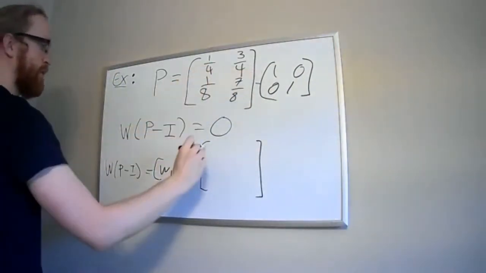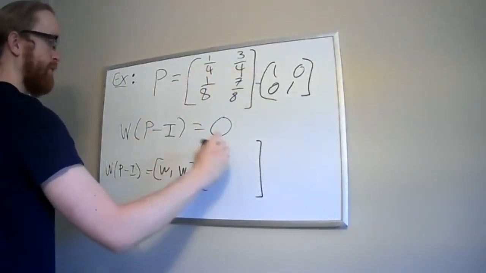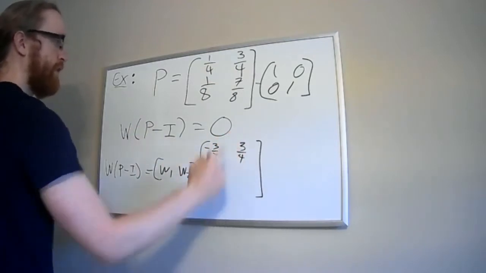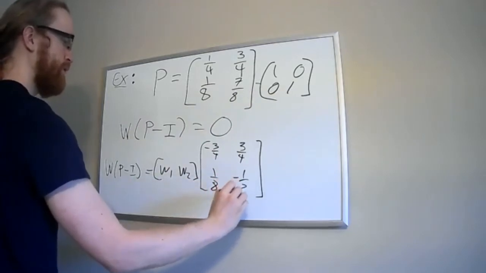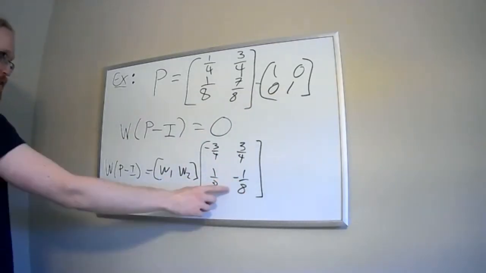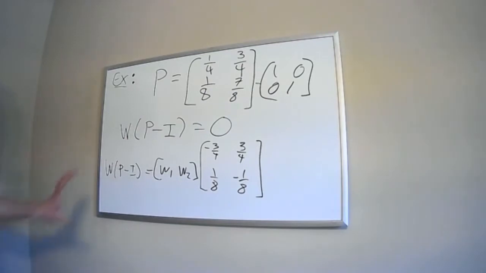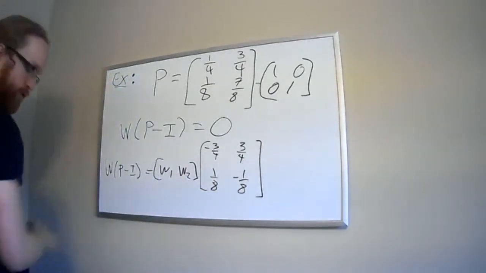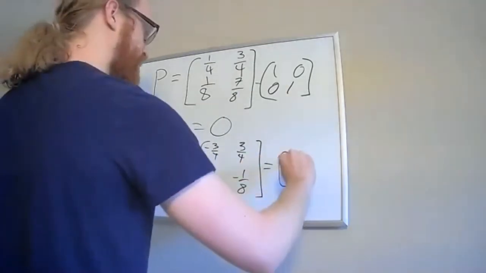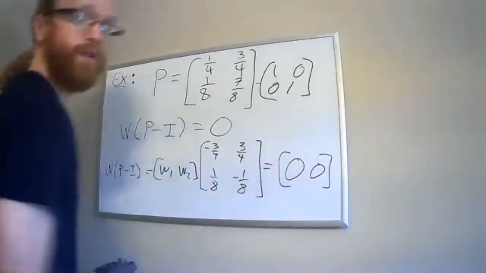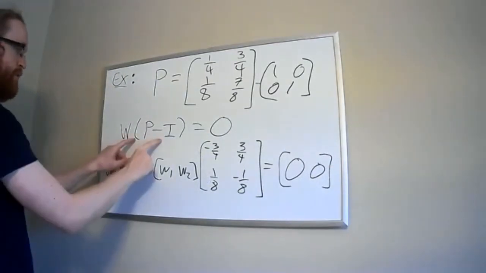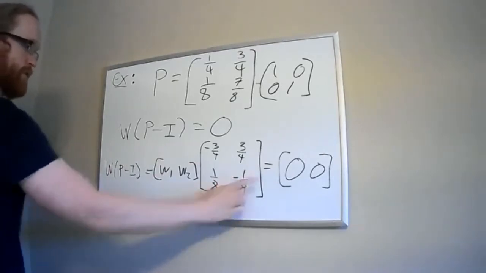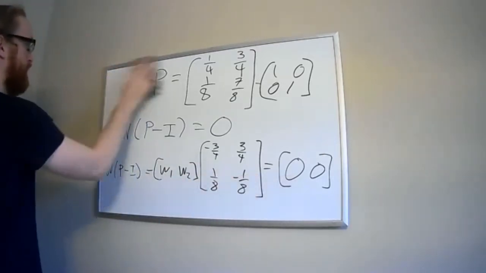So 1/4 minus 1 is minus 3/4. 3/4 minus 0 is 3/4. 1/8 minus 0 is 1/8. And 7/8 minus 1 is minus 1/8. So here is P minus I, and here's W. So now I'm just going to multiply these out and see what I get. And I'm going to make sure that I keep in mind that this has to be set equal to 0, 0. Okay, so basically I've just translated this equation into this line here. This is equal to 0.